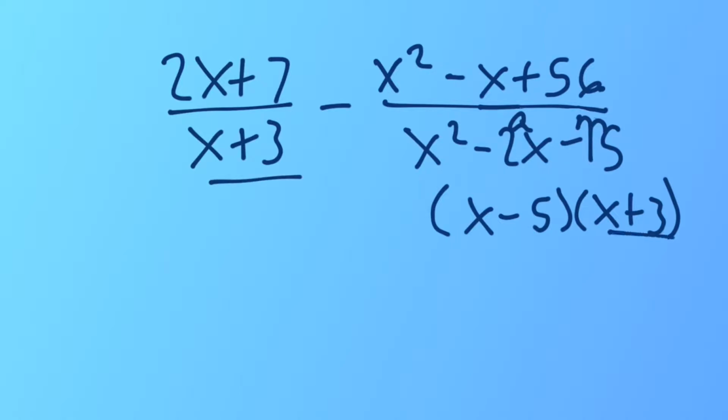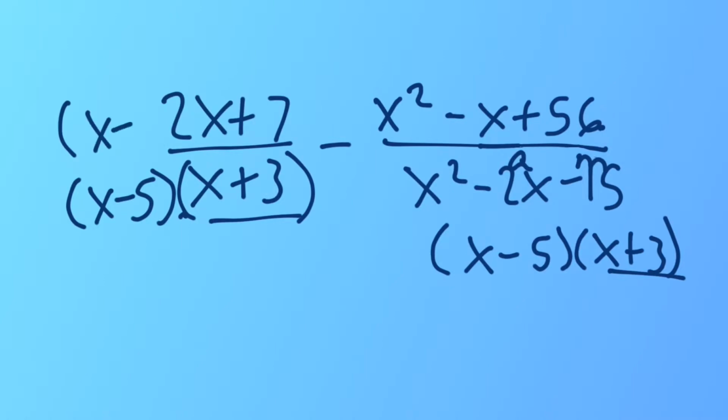We have an x plus 3 in both denominators, but this one is missing an x minus 5. So I'm going to multiply it by x minus 5. But if I multiply the denominator by something, I also have to multiply that to the numerator to keep the fraction's value the same. So I'm also going to multiply it by x minus 5. Now I'm going to distribute the numerator.